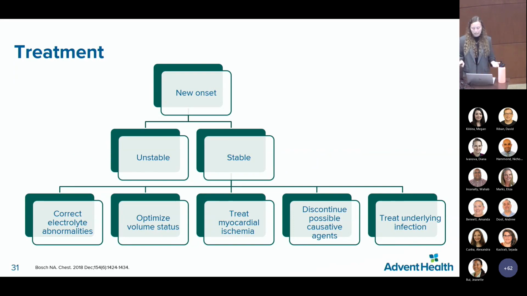In cases of beta agonists, this discontinuation might not be possible, but it may be beneficial to use agents that have less beta activity. So for example, if we have a patient who's on epinephrine drip, looking into if we can switch them to a norepinephrine drip.